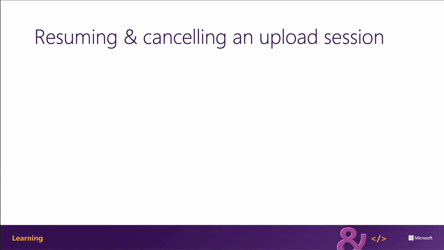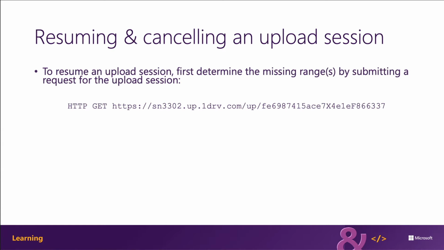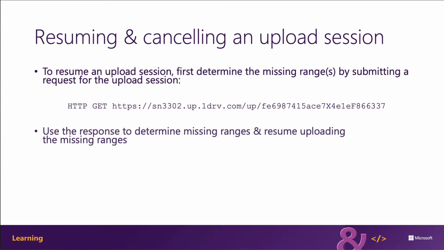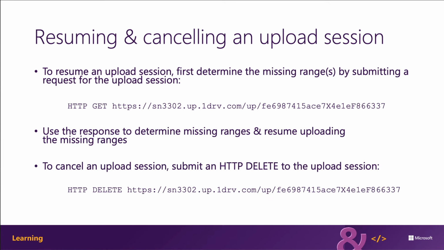Upload sessions can be resumed in scenarios where the session was interrupted or paused. To resume a session, you first determine the missing range by submitting an HTTP GET to the upload session, using the HTTP GET request that you see there on the slide. I can use that response to determine missing ranges and resume uploading them. I can also cancel an upload session by submitting an HTTP DELETE request to the upload session endpoint, as you can see at the bottom of the slide.